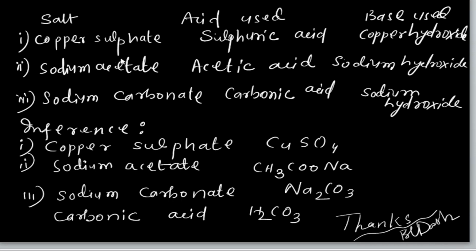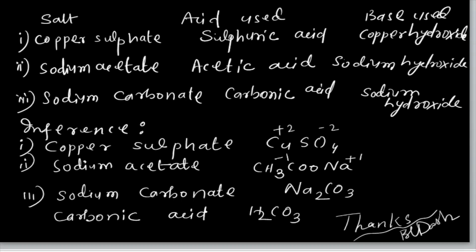Then salt, acids used and base used. Copper sulfate: sulfuric acid and copper hydroxide. Sodium acetate: acetic acid and sodium hydroxide. Sodium carbonate: sodium hydroxide and carbonic acid. Copper sulfate, what is the formula? CuSO4, copper is plus 2 and sulfate is minus 2. Sodium acetate is CH3COONa, Na plus, and here, a special one, the negative part is written from the left side and it comes from acetic acid.